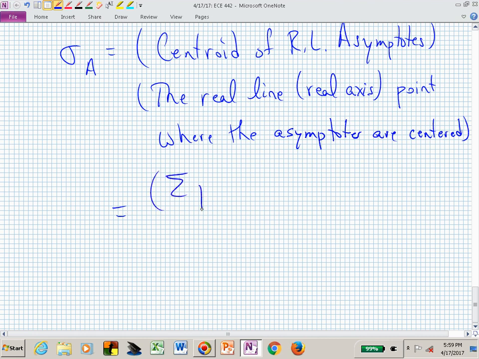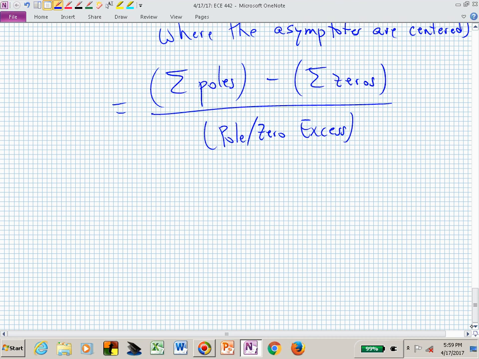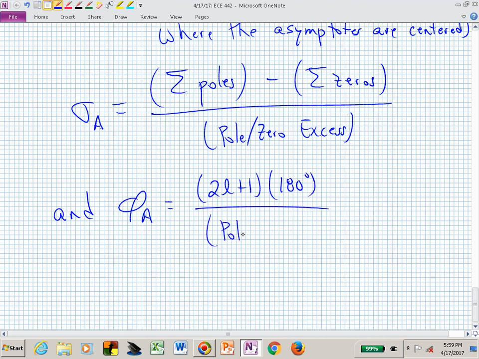We now have to take the sum of the poles minus the sum of the zeros and divide by the pole zero excess. That's sigma sub a, and the angles of those asymptotes are 2L plus 1 times 180 degrees divided by the pole zero excess, and L varies from 0 up to 1 less than the pole zero excess.